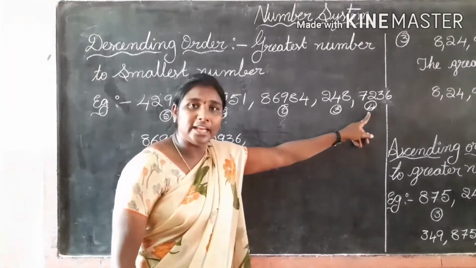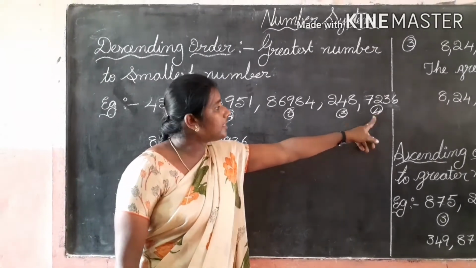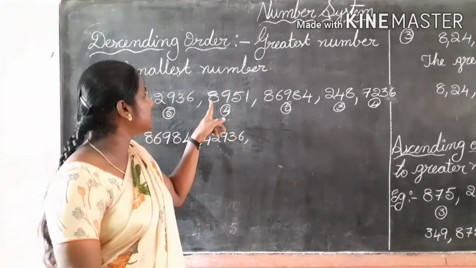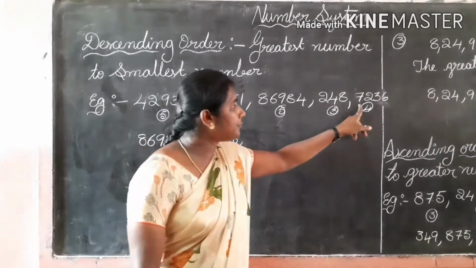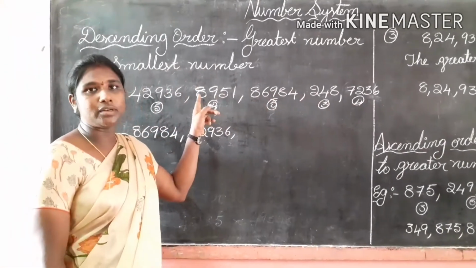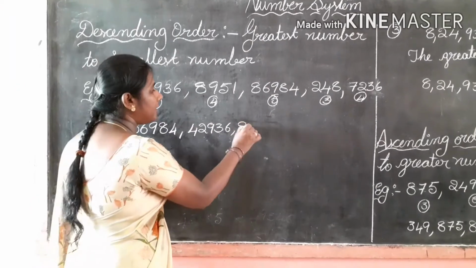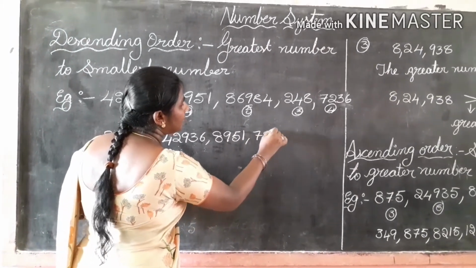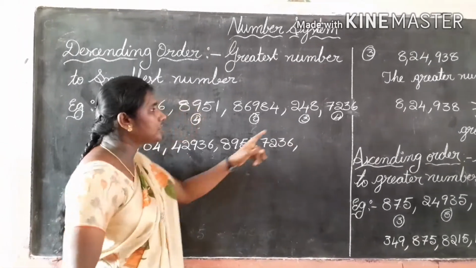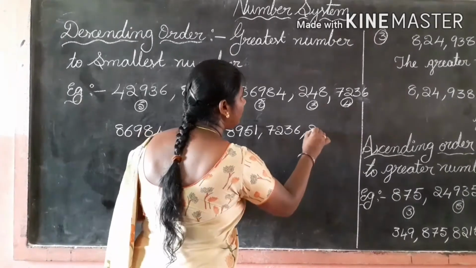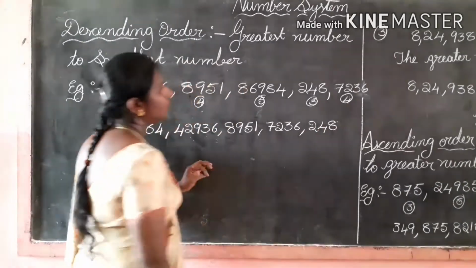Next, these two numbers contain 4 digits. In these two, which is the greater one? Same, we have to check their leftmost places. Here the first number is 8. Here the first number is 7. In these two, which is the big number? 8 is the big number. So we have to write 8,951. Next we have to write 7,236. And the last number is only one number containing 3 digits. That is 248.